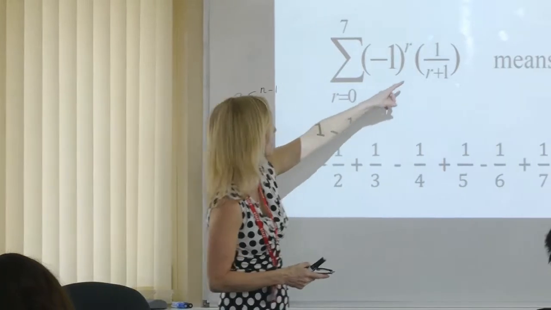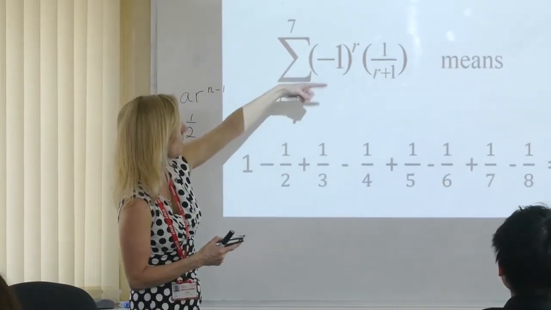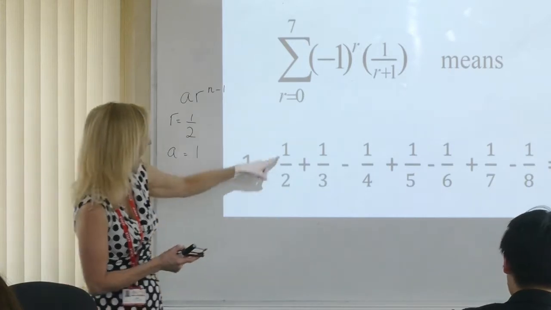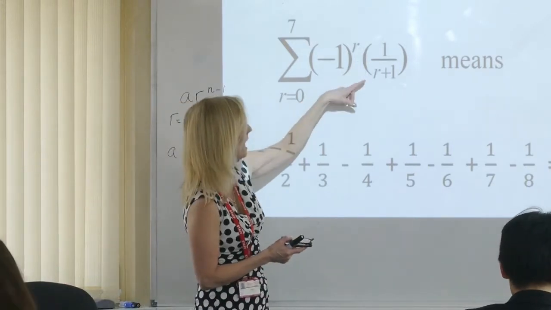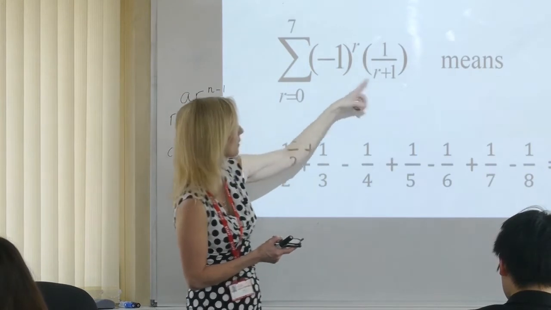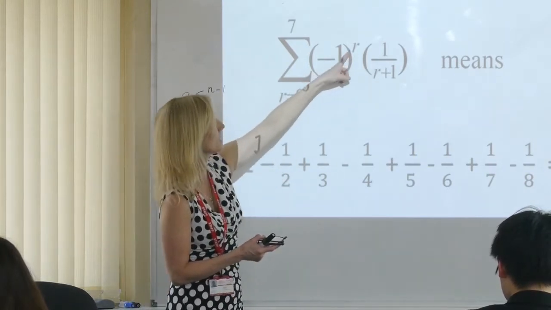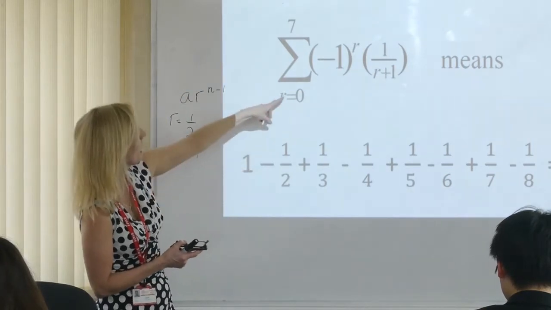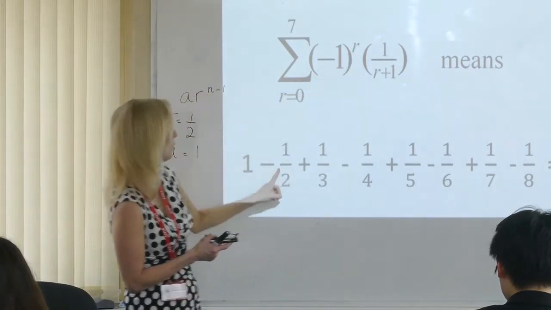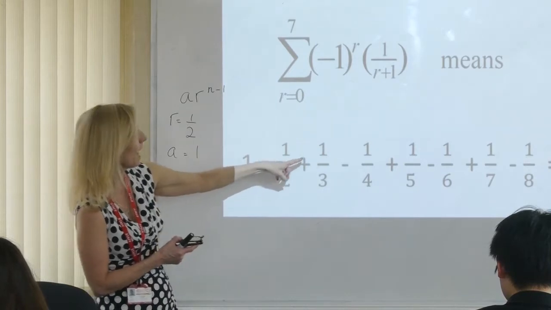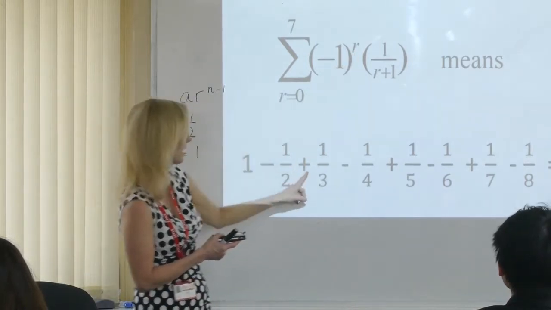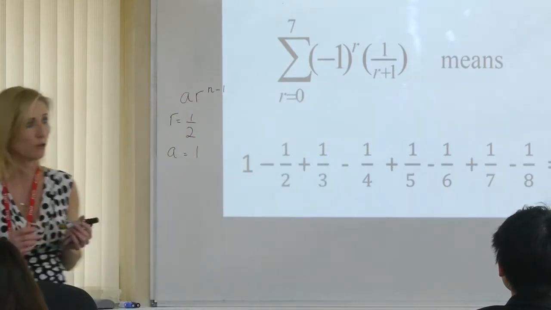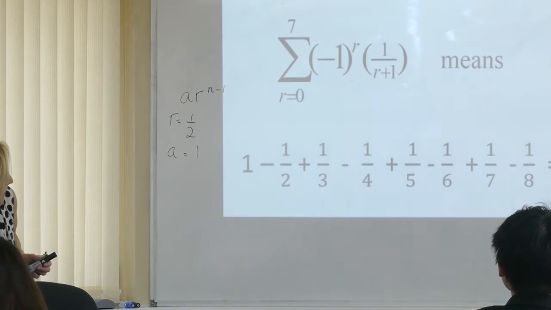And r is 0 would ensure that we've got 1 over 1, so we've got a first term of 1 here. Our second term would be r is 1, so it would be 1 over 2, and we would then have an odd, sorry, r is 1, so we would have an odd sign. And then when r is 2, we would have an even sign, r is 3, an odd sign, and so on. So we'd get an oscillating sign happening.